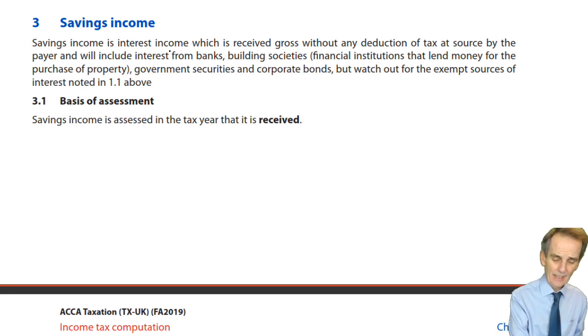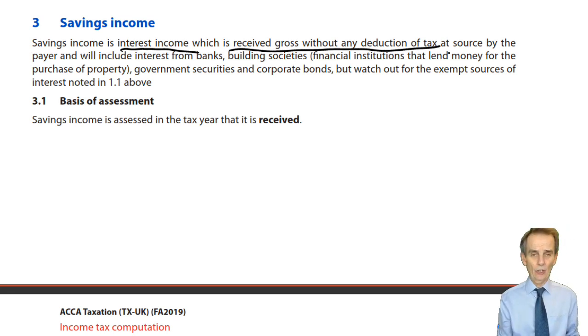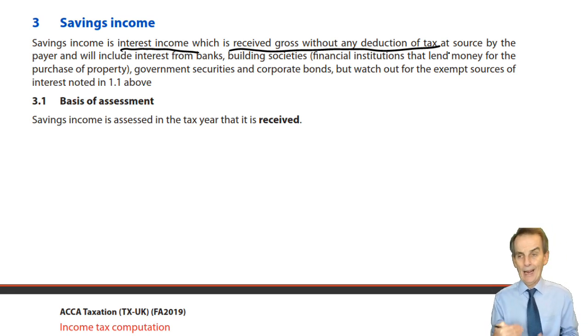We know it's interest income here. We know that it is, again, well, maybe you didn't know that, that it is received gross without any deduction of tax at source. So unlike as seen in the last example, employment income will always have suffered tax at source, with the employer deducting that tax at source under the PAYE system.